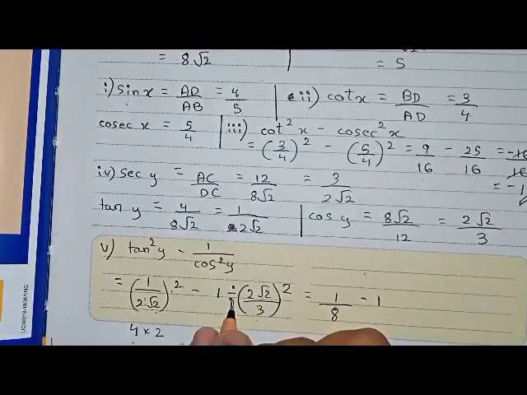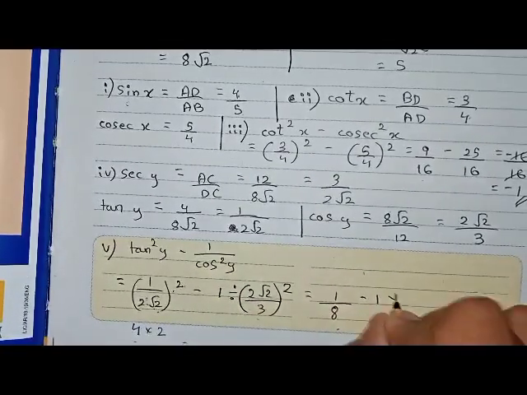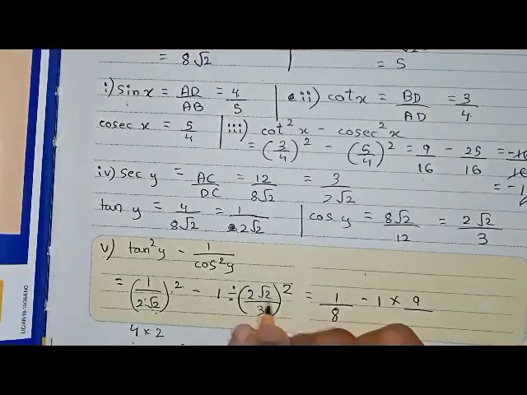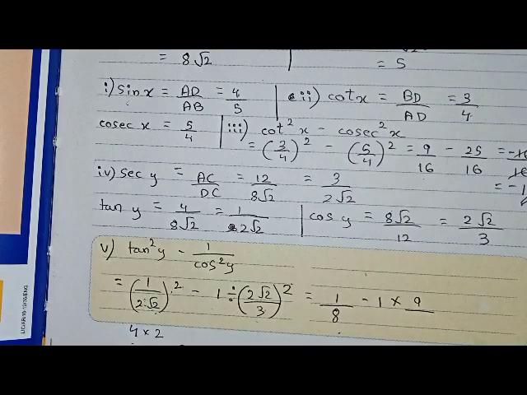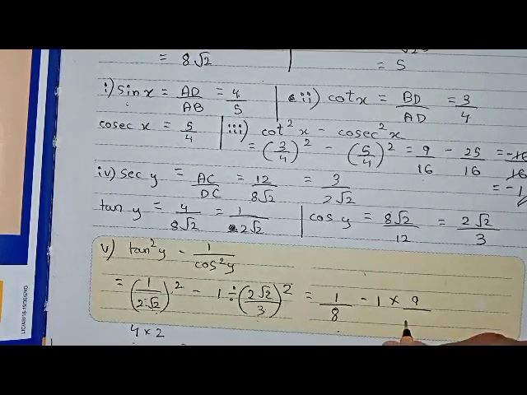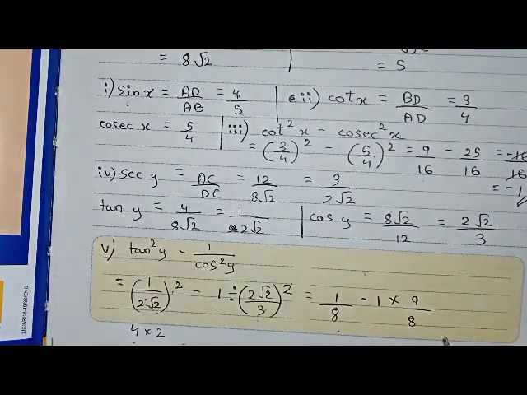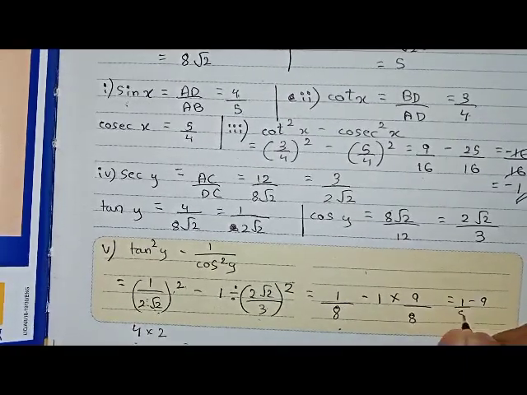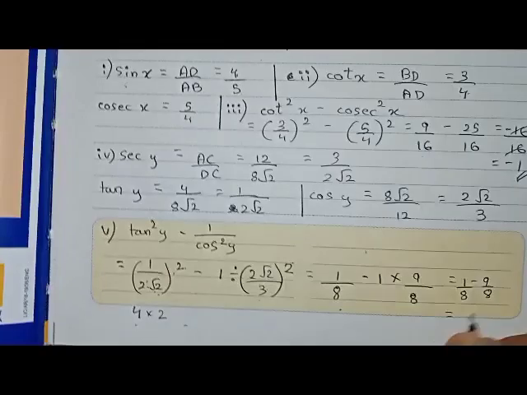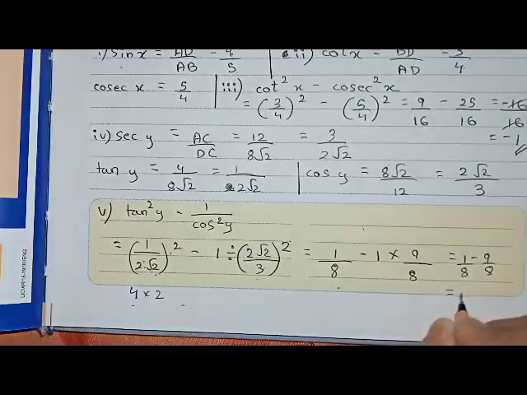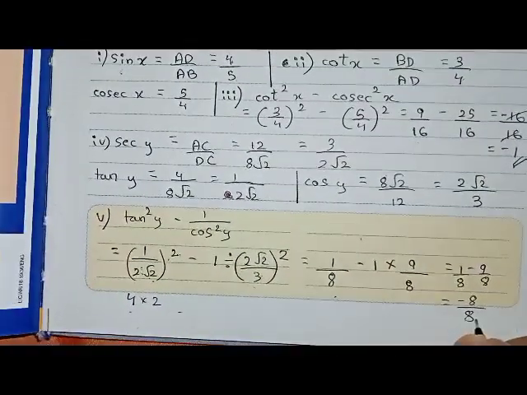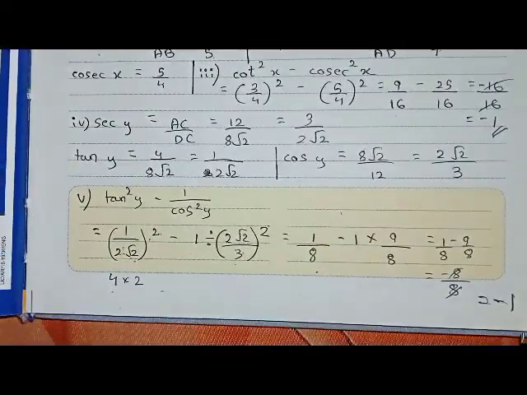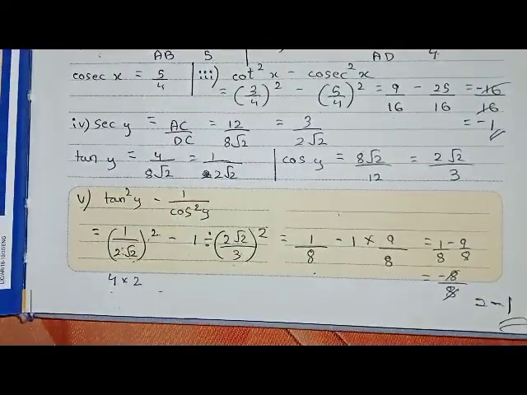So we remove this division sign by doing the reciprocal. So 3 to the power 2 is 9 by 2 root 2 to the power 2. So here also it will become 8. So it becomes 1 by 8 minus 9 by 8, which is minus 8 by 8. So cut it, it will give minus 1. So this is our final answer for this question.